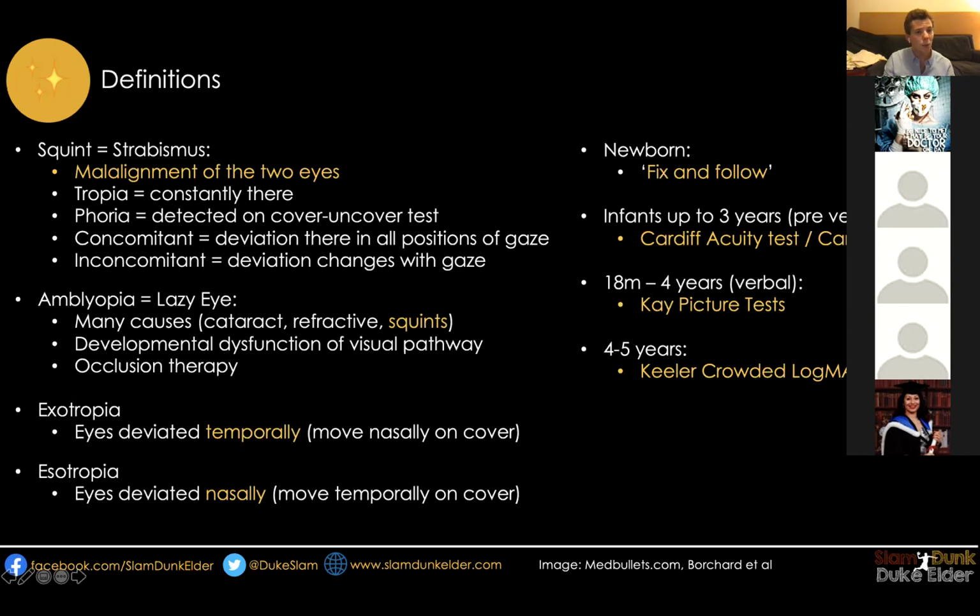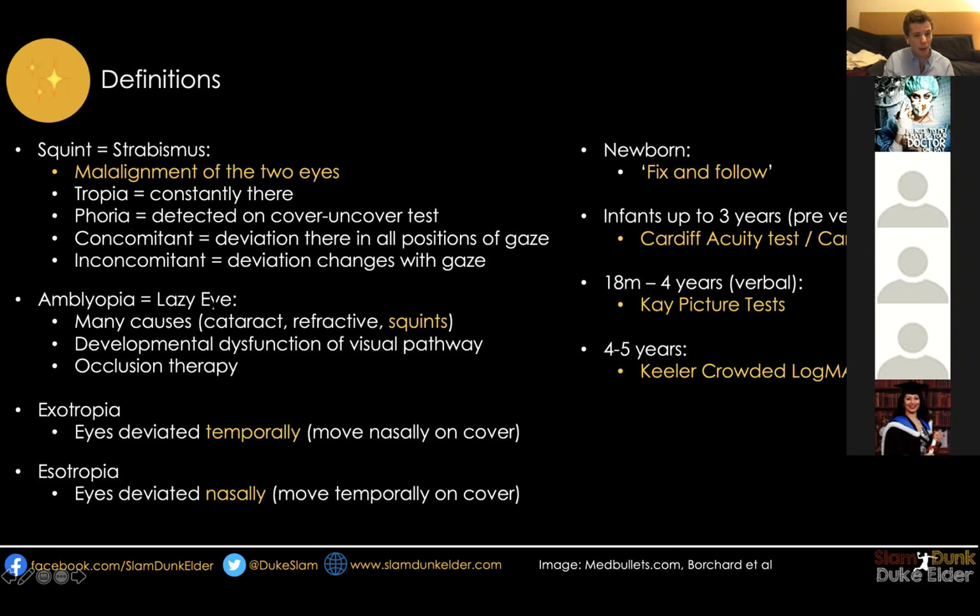I think someone asked this question yesterday, actually, and I didn't know the answer to this, but a tropia means it's constantly there, whereas a phoria is only when it's detected with a cover-uncover test. So the patient's actually compensating quite well. You can get concomitant or inconcomitant squints, depending on whether the deviation's in all directions or with a specific gaze.